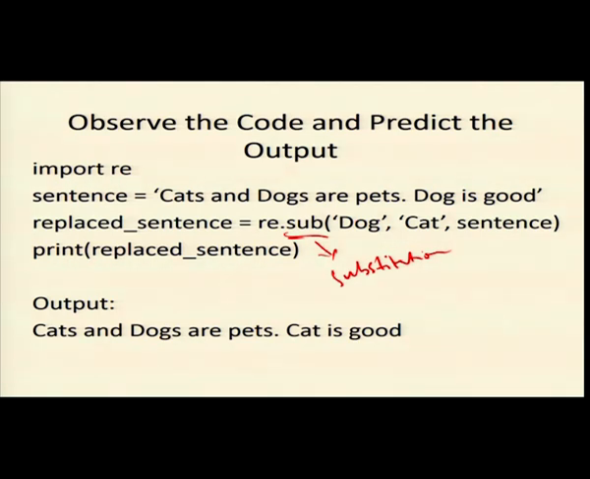So, what will happen when I print the replaced sentence? What is my sentence first of all? My sentence is "cats and dogs are pets, dog is good." Now, wherever you have dog, I am going to replace it with cat. So, what is the output that I will get? "Cats and dogs are pets, cat is good." The sentence was "dog is good," but after printing I get the result as "cat is good."